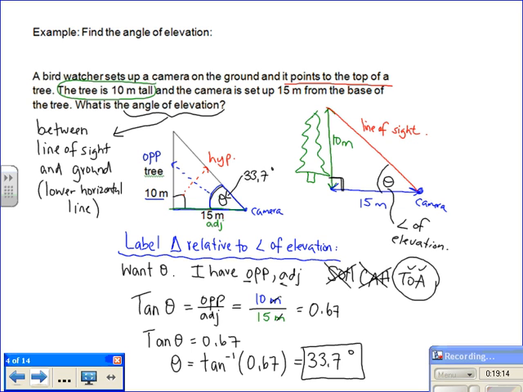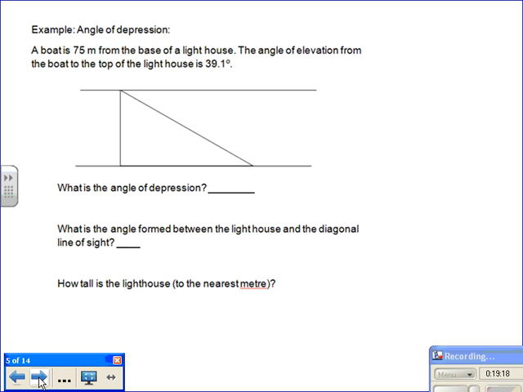Okay, let's try another question where we have the angle of depression instead. On the next page of your notes, you have the second example, and it says a boat is 75 meters from the base of a lighthouse. The angle of elevation from the boat to the top of the lighthouse is 39.1 degrees.